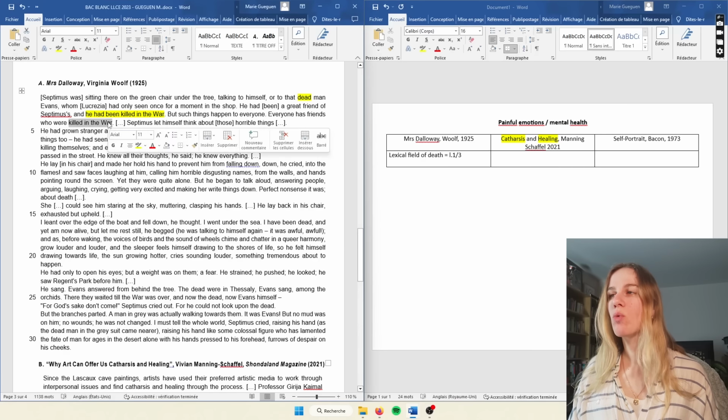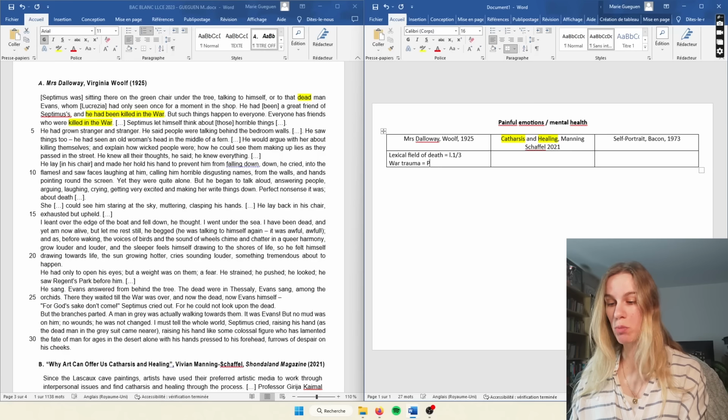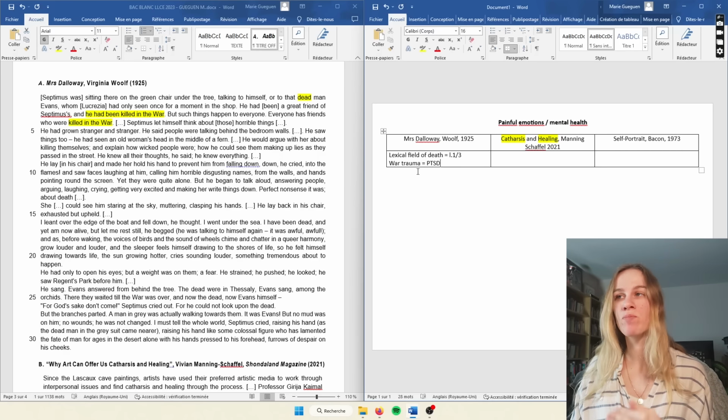Who were killed in the war, so we definitely have repetition here, the idea of death. If someone was killed in the war, in terms of the context, it was probably in the First World War, so we might talk about war trauma, and if it's war trauma, then it might be PTSD. Remember, this is what we talked about when we talked about mental health issues.